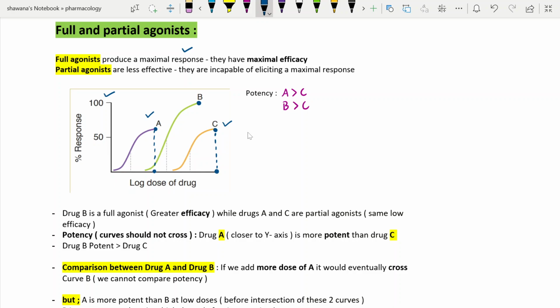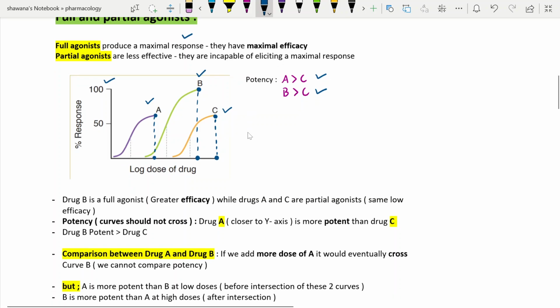And can we compare the potency of B and C? Yes, we can, because these two curves are also not crossing. So B is more potent than C because the response is elicited by B at a lower dosage as compared to C. So A is more potent than C and B is more potent than C. But we haven't made a comparison yet between A and B. Can we compare the potency of these two drugs as well?